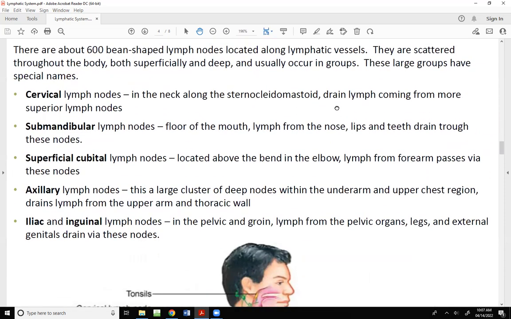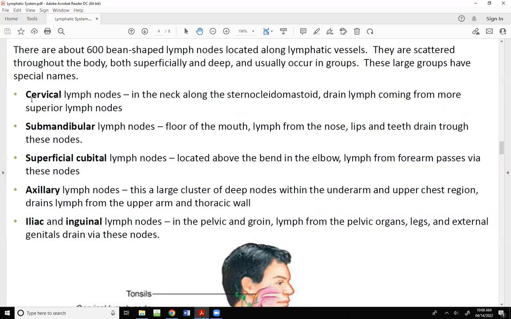All right, there are about 600 bean-shaped lymph nodes throughout our body located along our lymphatic vessels. We find them scattered both superficially and deep, usually occurring in groups. And if you've got a pretty significant or large group, they have a special name. And it's basically just describing where they're at.